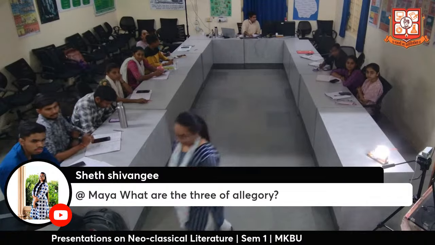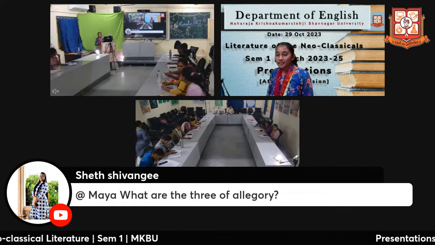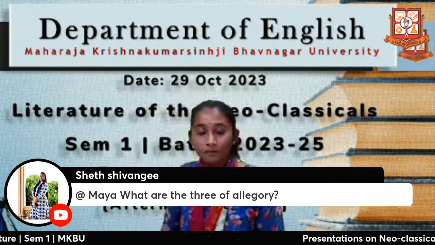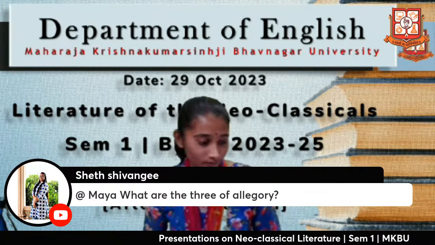What are the types of allegory? Three types of allegory. First, biblical allegory. Second, classical allegory. And third, modern allegory. Thank you.